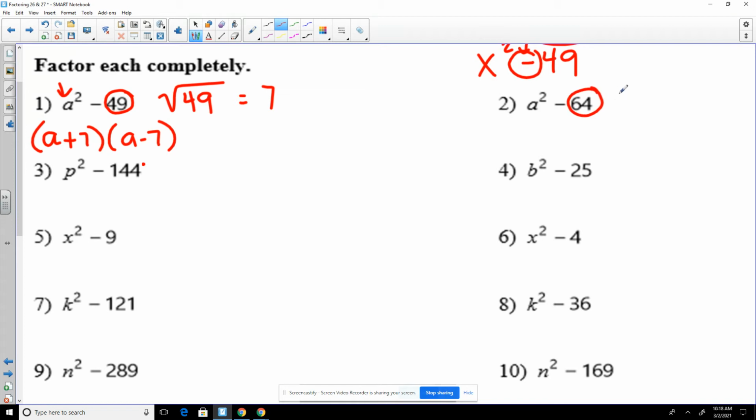64. What is the square root of 64? The square root of 64 is 8. My variable is A. So that's going to be A plus 8, A minus 8.